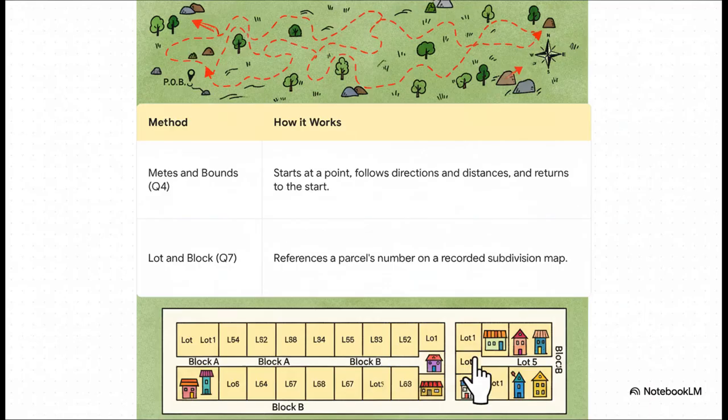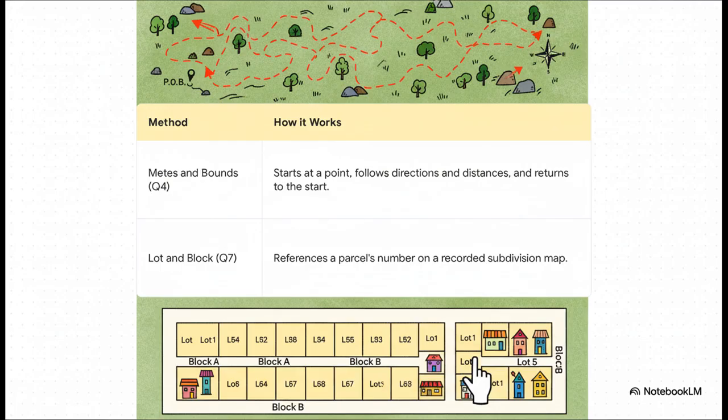Well, let's look at the 2 main methods you'll see on the exam. First is metes and bounds. This is the old school way. It's like a treasure map. It starts at a specific point, then gives you directions and distances to trace the entire perimeter of the property, all the way back to where you started.